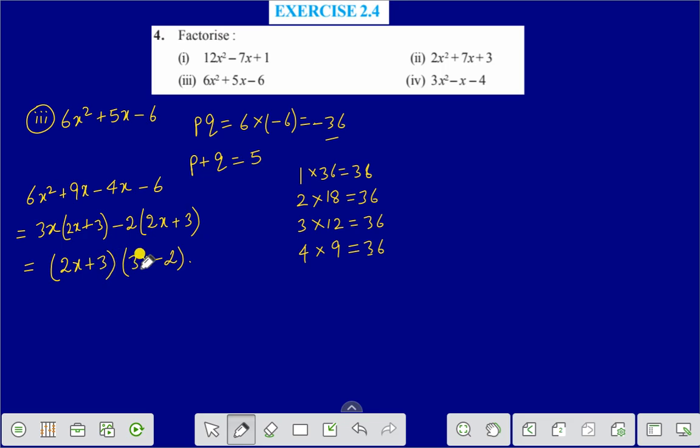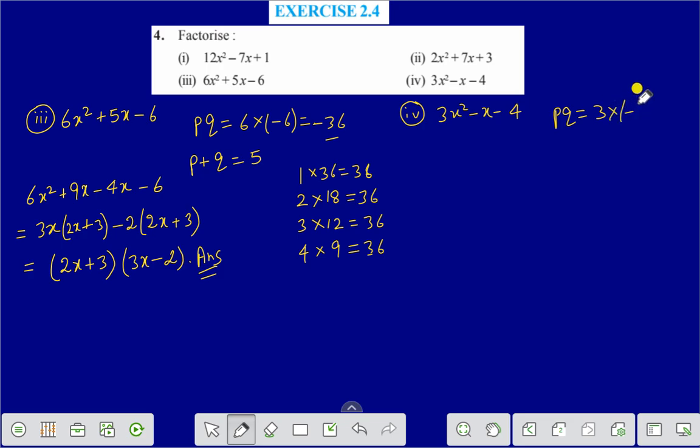2x plus 3 into 3x minus 2. That is the answer of question number 3. We will solve question number 4. Question number 4 is 3x square minus x minus 4. Then we are getting pq is equal to 3 into minus 4.